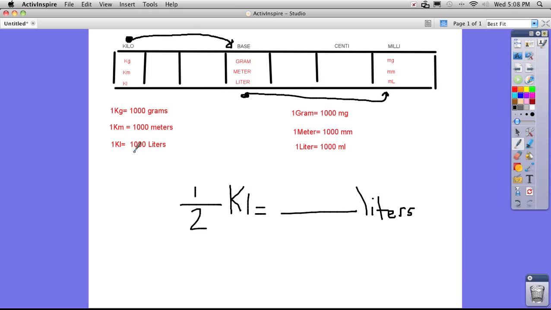So basically, we want to split 1,000 in half. We want to split it into 2 equal groups, and I think everyone's pretty clear on what that would be. 500. If I count 500 2 times, I should equal 1,000. And in fact, 500, 1,000, I'm right there. So half a kiloliter is 500 liters. Okay? So I hope that makes sense to you guys.